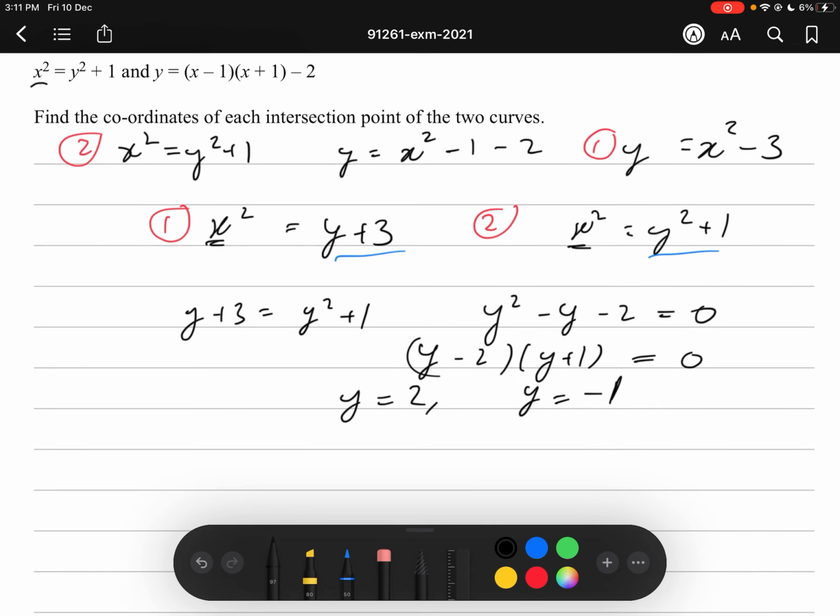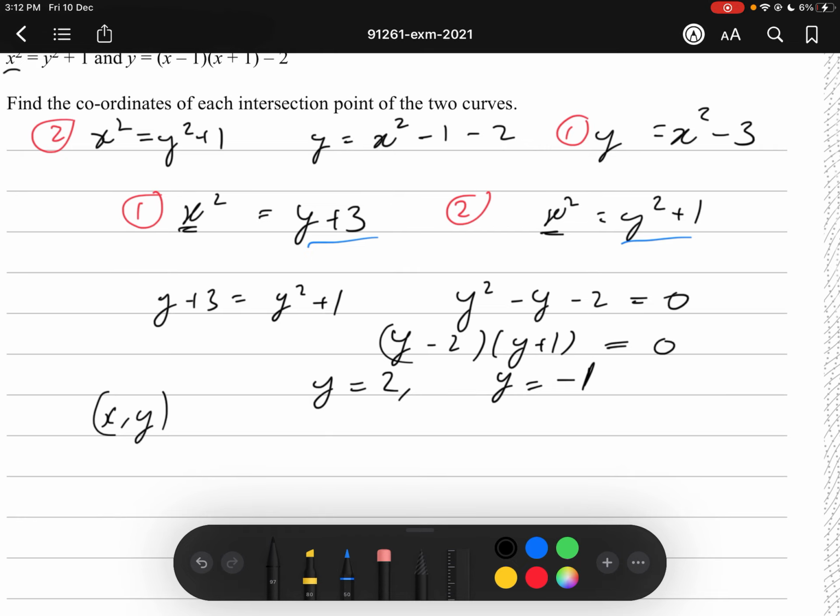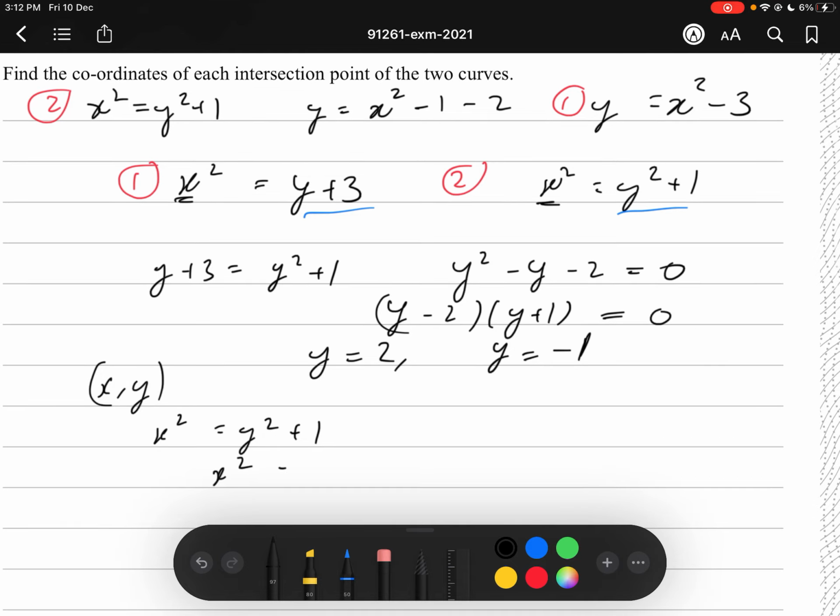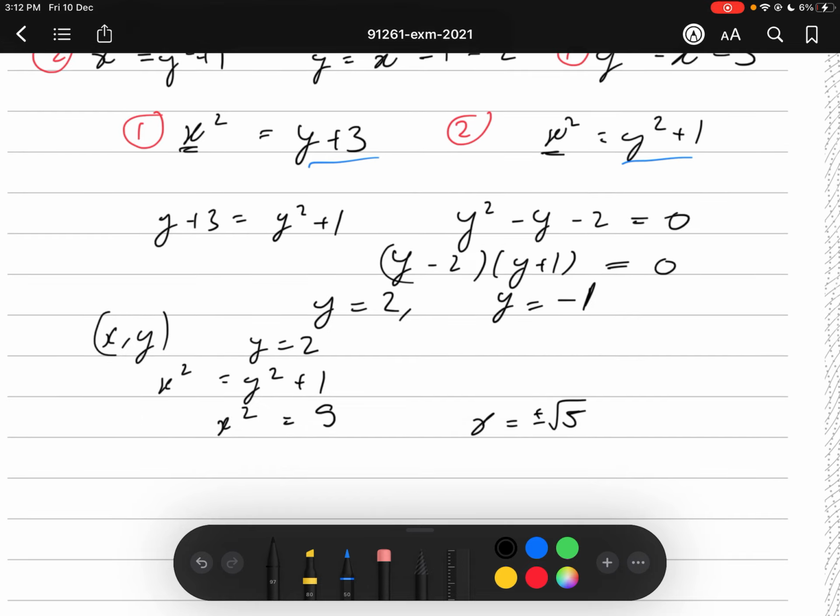To find the coordinates, we need them in the form x comma y for our intersection points. So we're going to substitute y equals 2 back into either equation 1 or equation 2 in order to find the x value. So x squared equals y squared plus 1. If y equals 2, 2 squared is 4, plus 1 is 5. So x equals plus or minus square root of 5. Remember, if you're taking the square root here, negative square root of 5 squared is 5, and positive square root of 5 squared is also 5. So there are two different solutions here, so just keep that in mind.